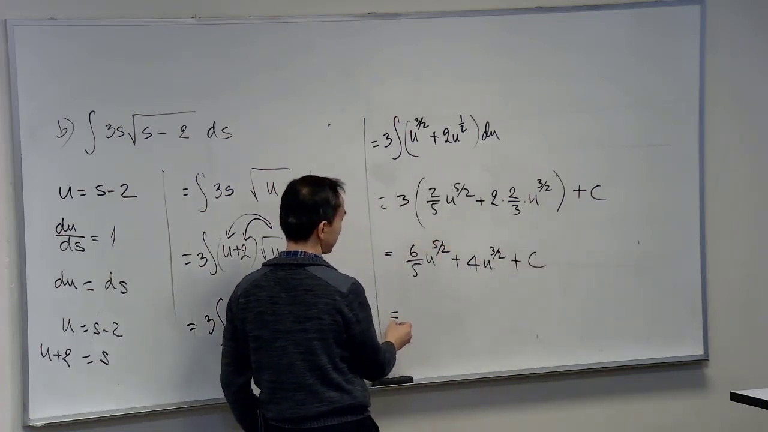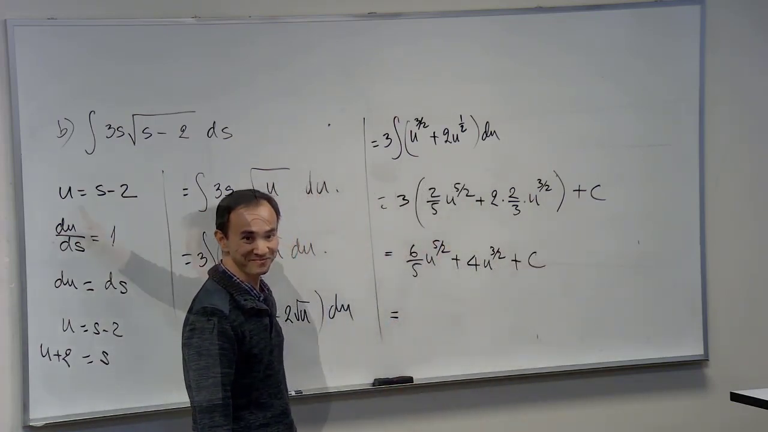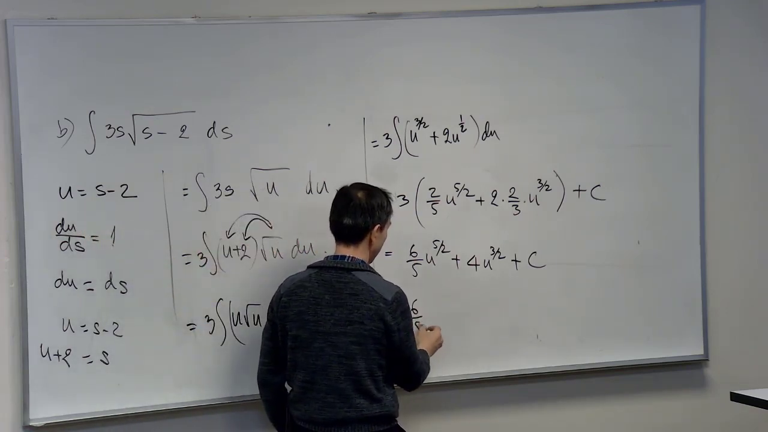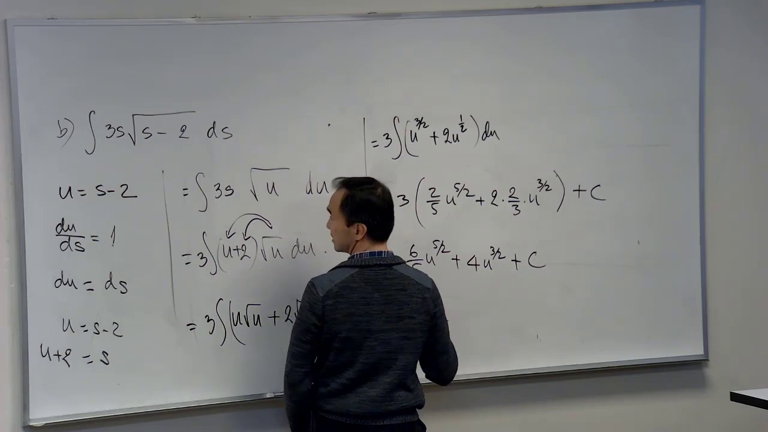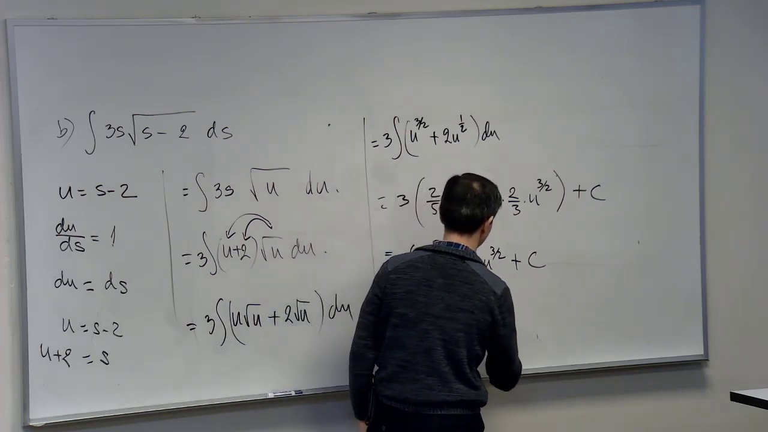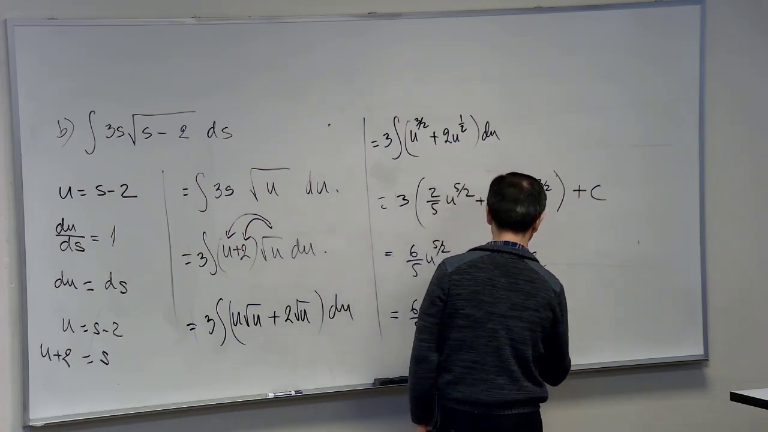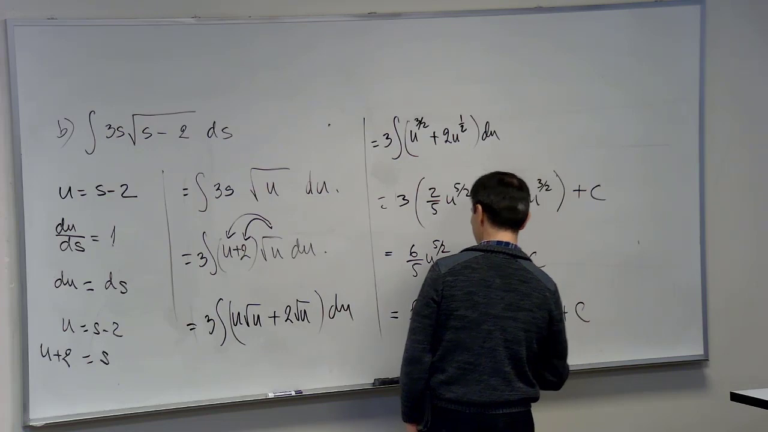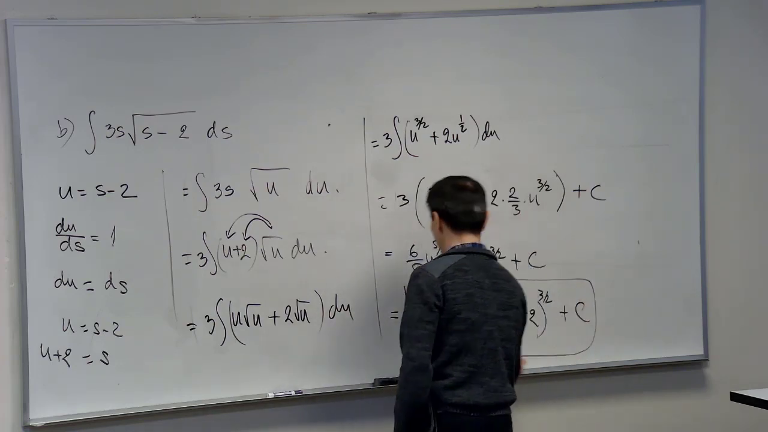And now we're ready to bring back the original variable. That's right, so we're going to bring it back. So 6 times s minus 2 raised to the 5/2 power, plus 4 times s minus 2 raised to the 3/2 power, plus c. That's how we're done. See what I'm saying there?